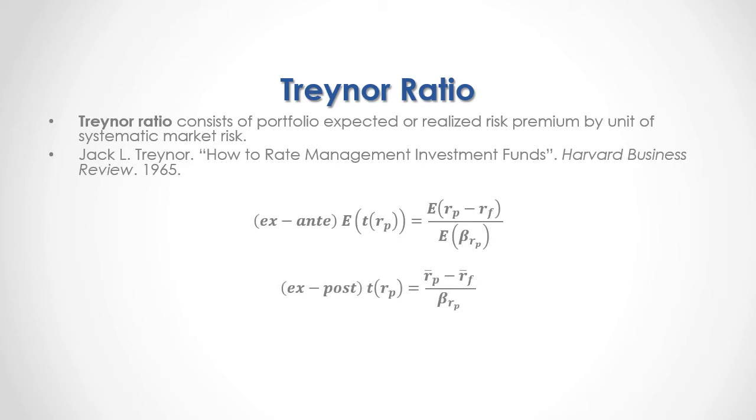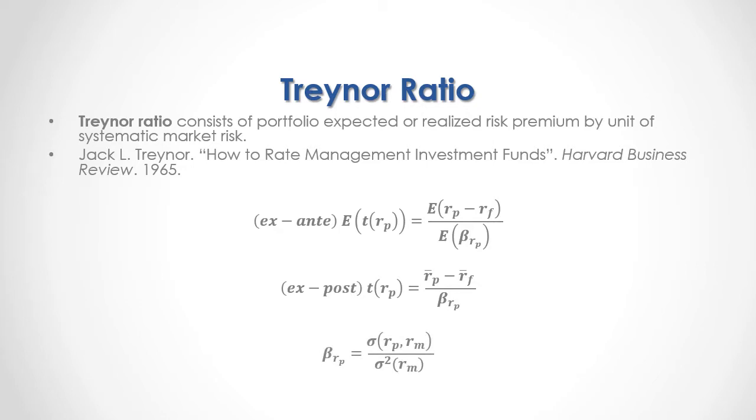And then we have the ex-post or realized portfolio returns Treynor ratio, which is equal to, and within the numerator, we have the portfolio returns mean minus the risk-free rate of return mean, and that result is then divided by the portfolio market beta.